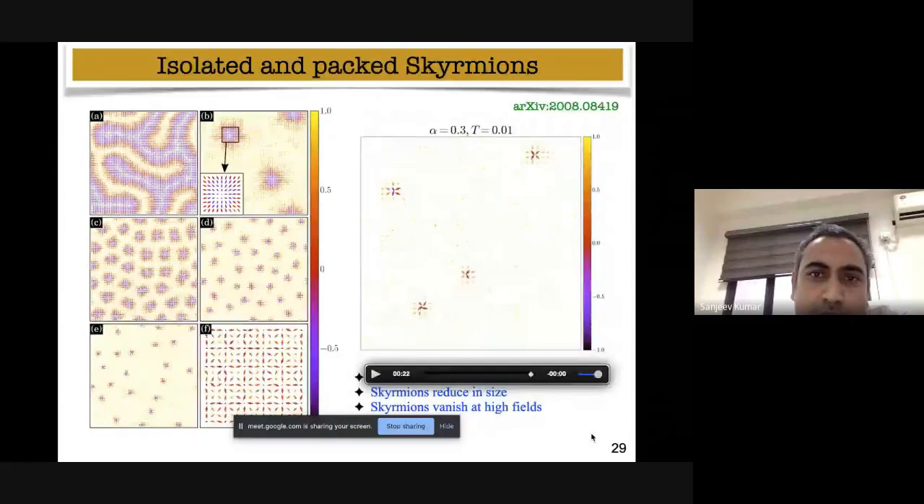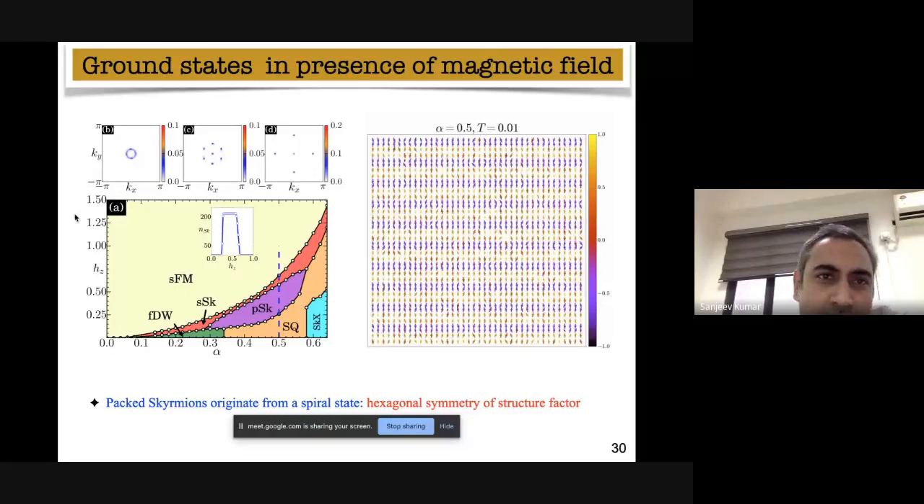Right. And again, this is the phase diagram in the presence of magnetic field. So we get two kinds of patterns in the structure factor. One is this packed skyrmion structure with the hexagonal packing. And the other is this skyrmion lattice, which is this small pocket here, where you have a pattern which was shown earlier, this kind of pattern.